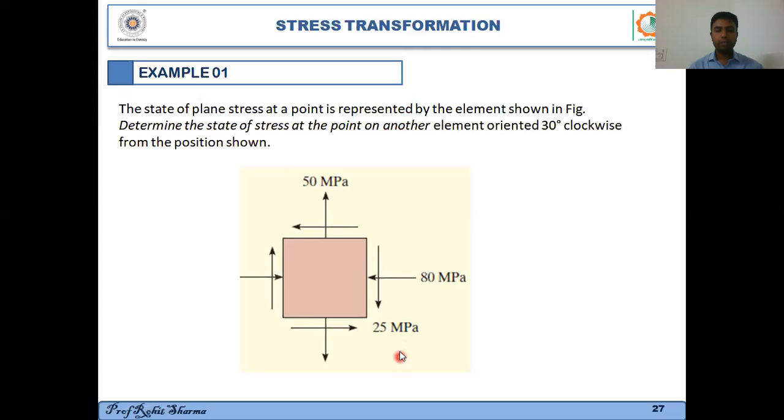And what about shear stress? You can see that this shear stress is acting on the positive x phase, but it is acting in the negative y direction. So this shear stress will be negative according to our sign conventions, right? So tau xy will be equal to minus 25 megapascal. And what we have to do is find out the shear stress if we rotate this element by 30 degrees clockwise. And I might have forgotten to tell you that we consider theta positive if we rotate anti-clockwise and negative if we rotate clockwise.